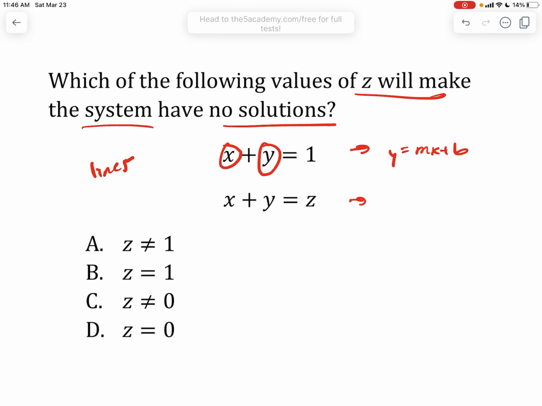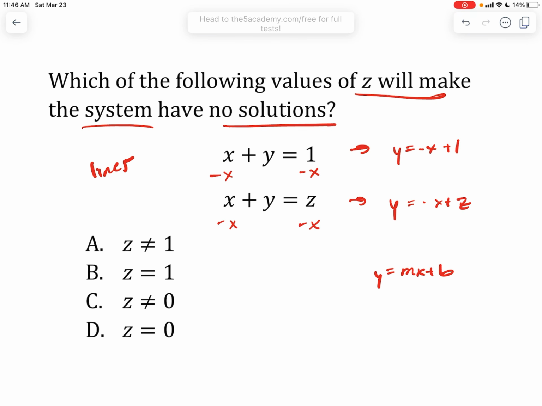So for the first one, let's do that really quick. In order to isolate the y, I just got to get the x over to the other side. y equals negative x plus 1, right? And then for this one, again, same thing. y equals negative x plus z. All right, and now let me just backtrack. Why did I do this? Knowing the equation and how it's written in y equals mx plus b format is usually easier for most students, and it's how you graph problems.